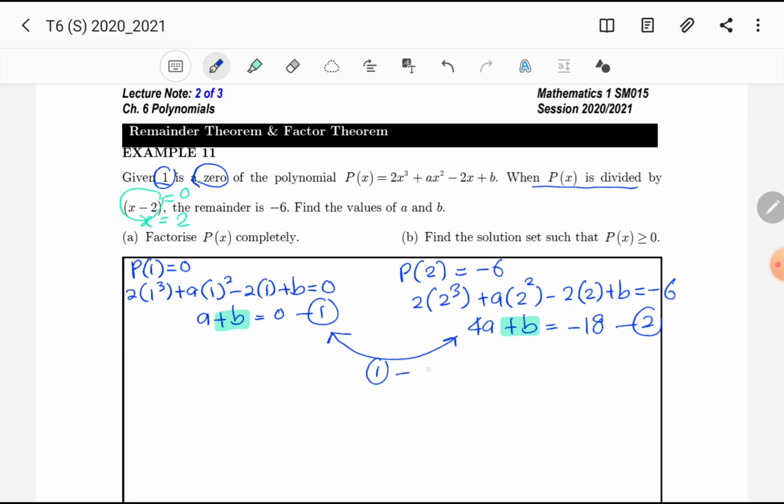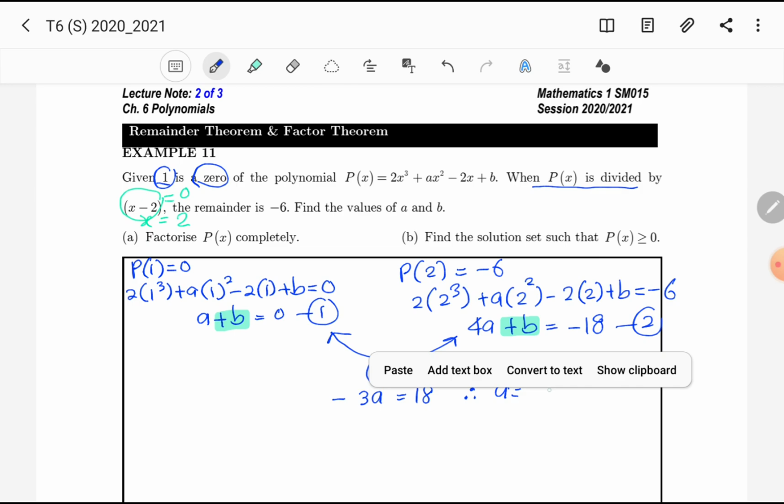So saya akan eliminate. Okay, macam mana nak eliminate? 1 minus 2. First minus second, nanti B akan eliminated. Nah? Okay, so A minus 4A is negative 3A. B minus B, 0 equals to 0 minus negative 18 is 18. Therefore, A equals to negative berapa? Negative 6. Okay, dah dapat A.